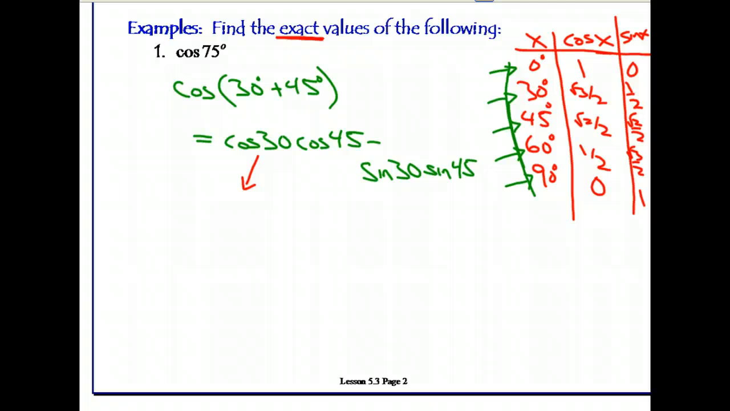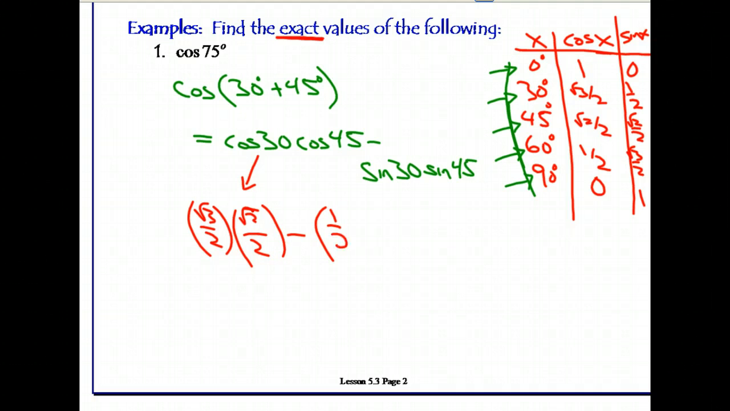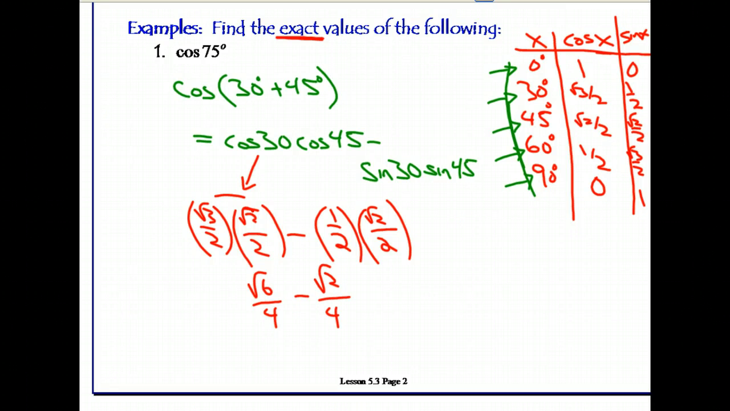What's the cosine of 30? Square root of 3 over 2. What's the cosine of 45? Square root of 2 over 2. Minus, what's the sine of 30? 1 over 2. And the cosine of 45, square root of 2 over 2. Okay, are you good with fractions? You good with square roots? So combining this first one, square root of 3, square root of 2 gives me square root of 6 all over 4. The second one is the square root of 2 all over 4.